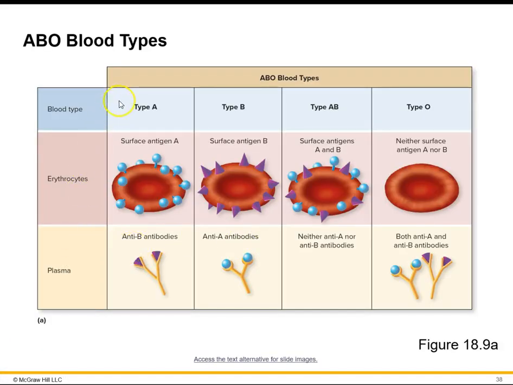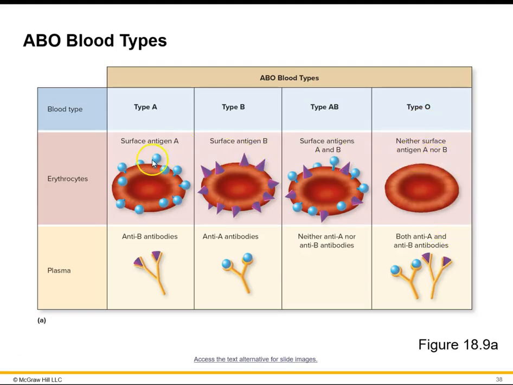All right, so here it is illustrated for you. Here's type A. Here's what the red blood cells of a person with type A blood would look like. And these things projecting off of the cell surface are antigen A. And this is what their plasma would look like. They would have anti-B antibodies circulating in their plasma. A type B person would have just the opposite. They would have red blood cells with surface antigen B and anti-A antibodies circulating. Type AB is going to have both antigens and neither antibodies. Type O is going to have neither antigens but both antibodies.